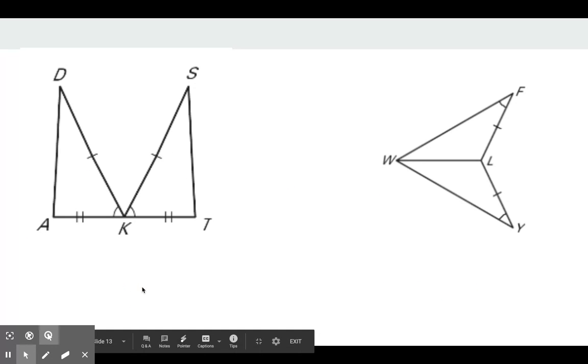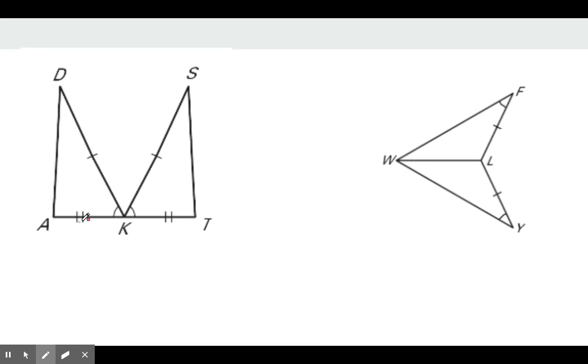Some more. All right, again, label with S for side, A for angle. We see that 2 matches 2. Those are sides. 1 matches 1. Those are sides. And these ones match here. Those are angles.